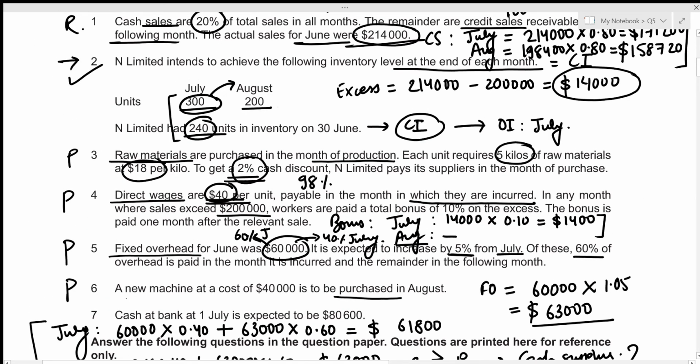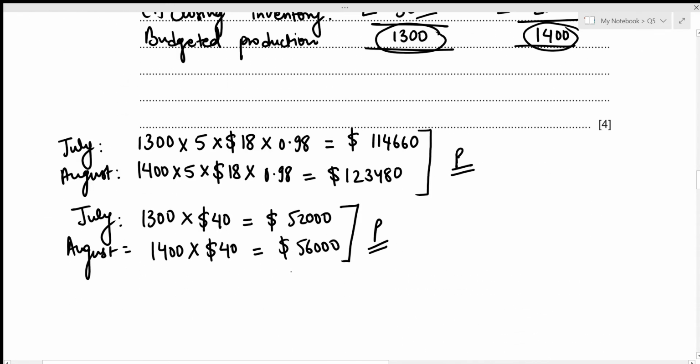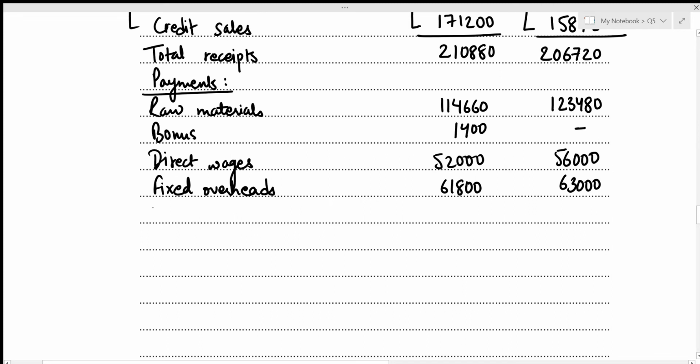We have a new machine, which is to be purchased in August for the cost of 40,000. So this is the payment to be made in the month of August. Let's record it under the heading of machinery. So that's a new machine. And the amount is being paid in the month of August. So that's a 40,000 payment. And there is no payment in the month of July. Okay, this concludes all of our payments. So we can just figure out our total payments now.